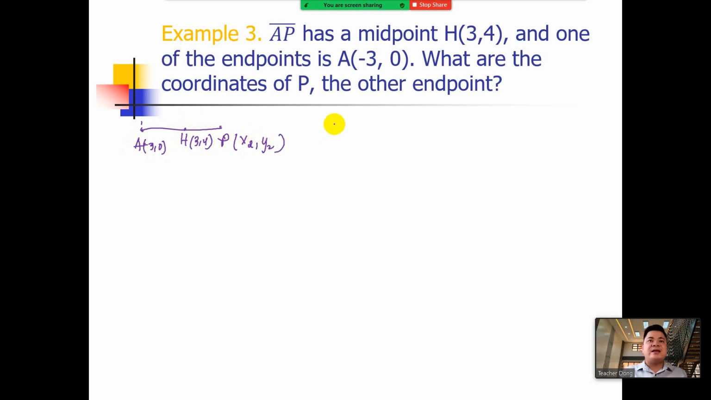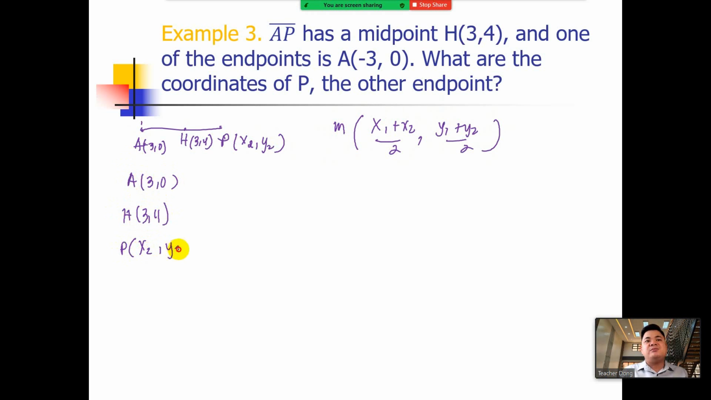How are we going to do that? We will still be using the midpoint formula, x sub 1 plus x sub 2 over 2 and y sub 1 plus y sub 2 over 2. Okay? So as you can see, our given values are A (3, 0), the midpoint H (3, 4), and we have P with unknown values x sub 2, y sub 2. So the idea here is that we will substitute the given values to the formula.